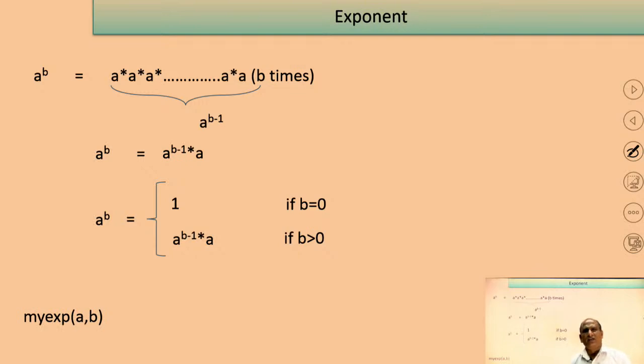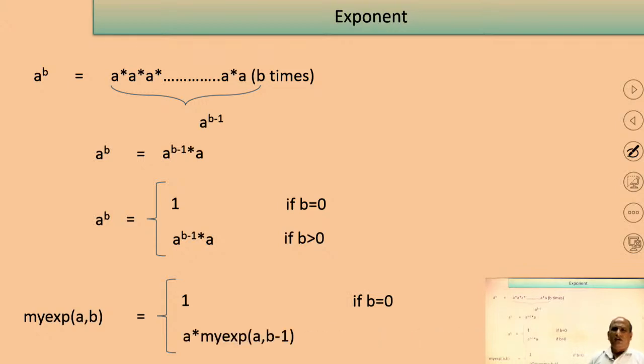And for that same logic I have written my x function, this user defined function my x, we are passing a as the base and b as the exponent, and it will return 1 as the output if the value of exponent is 0, and it will return a into my x of a, b minus 1 if b is greater than 0.